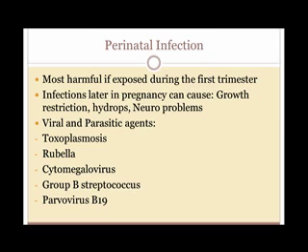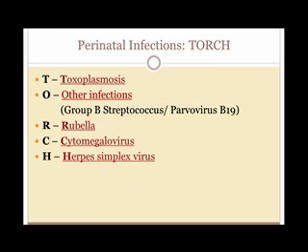Viral and parasitic agents of interest during this lecture will include Toxoplasmosis, Rubella, Cytomegalovirus or CMV, Group B Streptococcus, and Parvovirus B19. An acronym that includes many of the perinatal infections is TORCH, T-O-R-C-H. T stands for Toxoplasmosis, O stands for other infections including Group B Strep and Parvovirus B19, R stands for Rubella, C, Cytomegalovirus, and H, the Herpes simplex virus, which we've discussed. So this is a helpful acronym when thinking about perinatal infections.